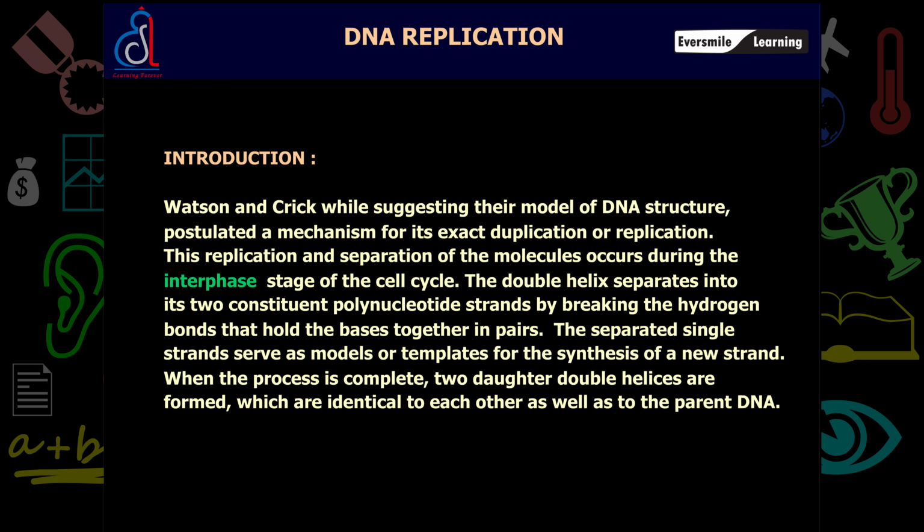The double helix separates into its two constituent polynucleotide strands by breaking the hydrogen bonds that hold the bases together in pairs. The separated single strands serve as models or templates for the synthesis of a new strand. When the process is complete, two daughter double helices are formed, which are identical to each other as well as to the parent DNA.